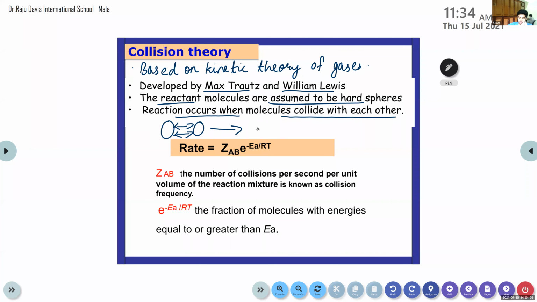Yeah, can you say after hard spheres? You can write the same one. Reaction occurs when molecules collide with each other. Okay.